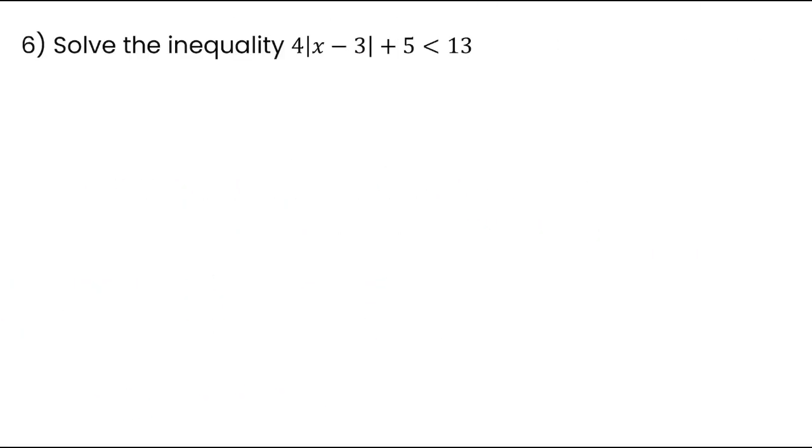Okay, so now let's solve this inequality. The first thing I'm going to work on doing is isolating that absolute value. So I'm going to start off by subtracting 5 on both sides.